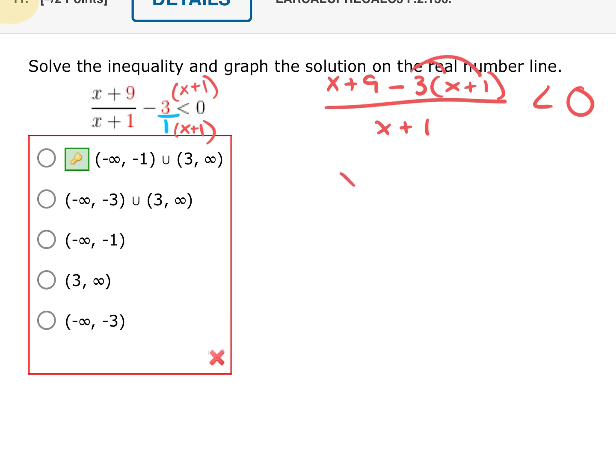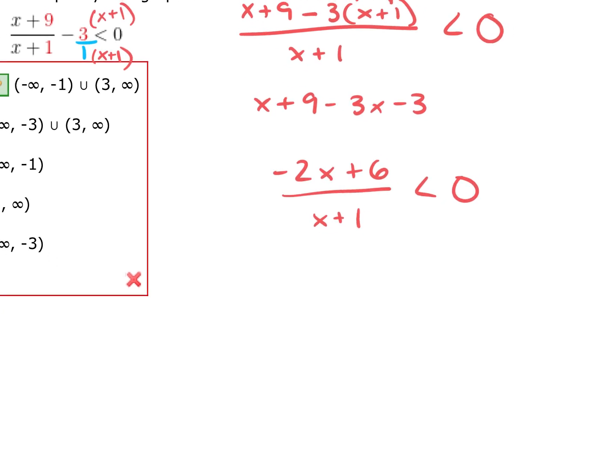Distribute. So x plus 9 minus 3x minus 3 would be negative 2x plus 6 over x plus 1, less than 0. So to find our key numbers, we set the numerator equal to 0, the denominator not equal to 0. So negative 2x plus 6 equals 0, we get x is equal to 3. And then x plus 1 does not equal 0, so x does not equal negative 1.